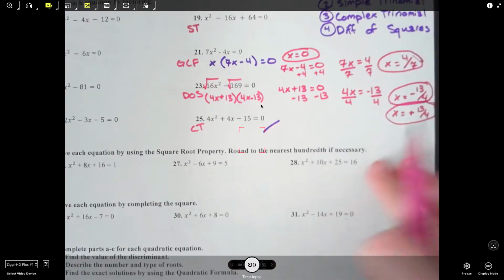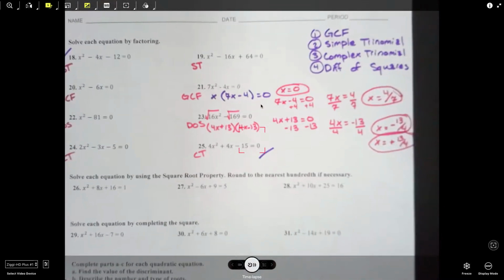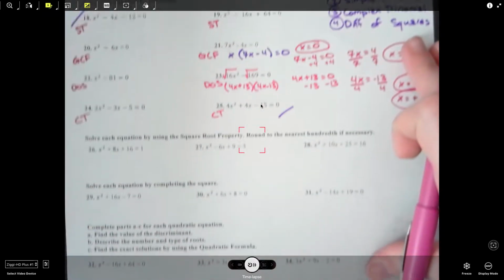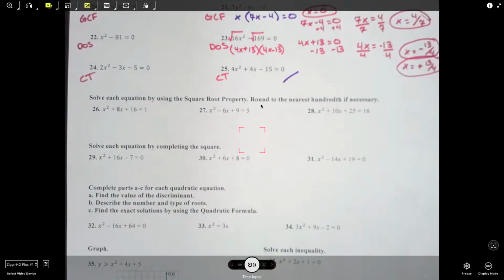So there's more than just those. If you need to, look back at your notes. There are some wonderful examples in your notes that we all did together, I'm sure. 26, 27, 28. That is the square root property. Which one?